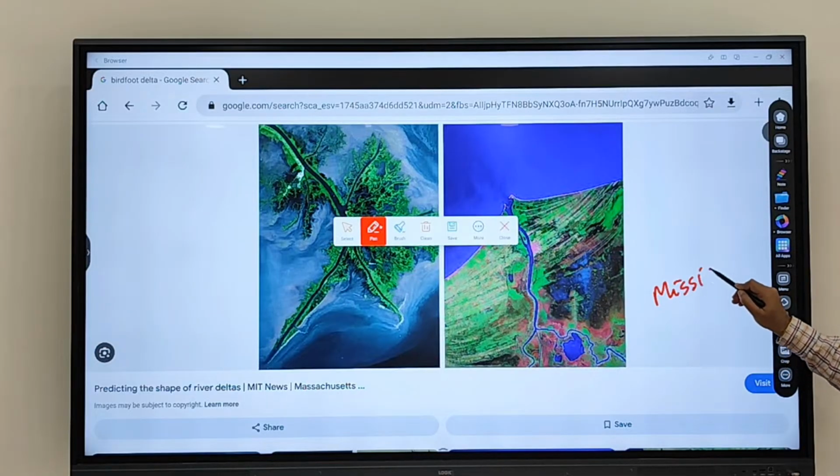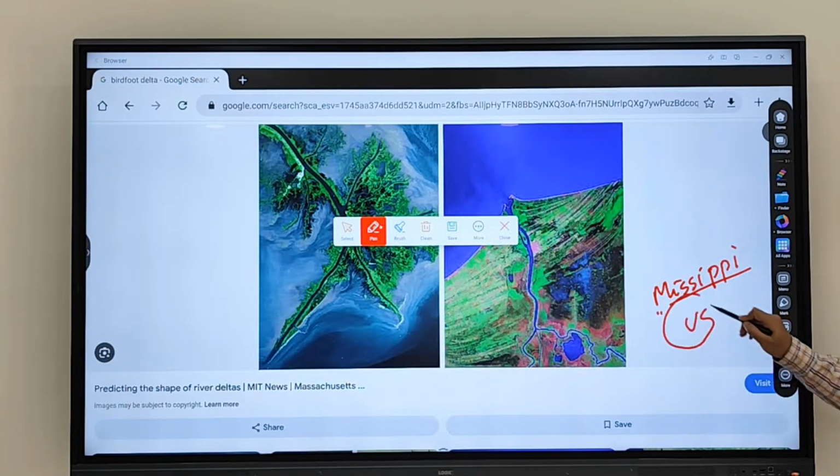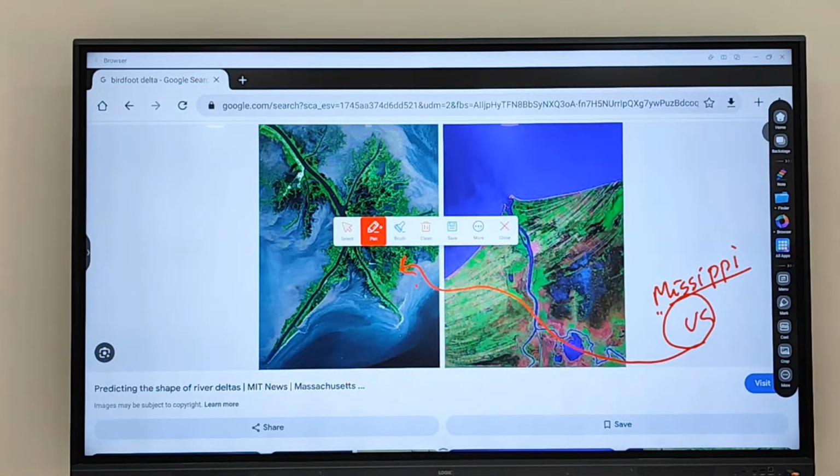Mississippi River. Now this river flows in the US. This river flows in the US, which forms which type of delta? Bird foot deltas. Clear? So UPSC has asked this question regarding which river forms the bird foot type of delta. So it is going to be which river? Mississippi River. Clear?